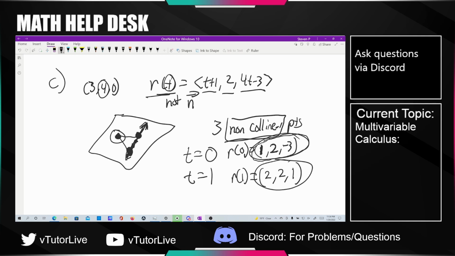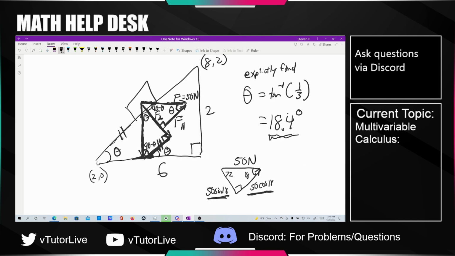Want to look at the last problem about the force diagram? Okay. Thank you. Okay, we could totally do this problem.